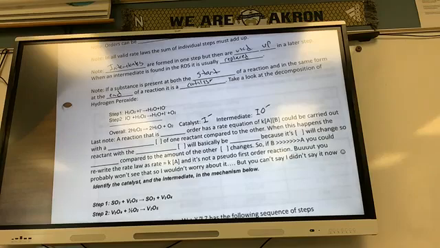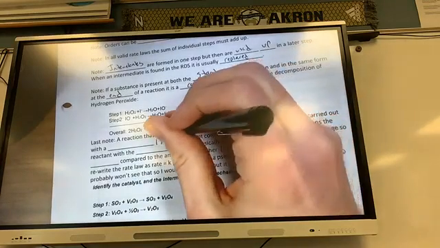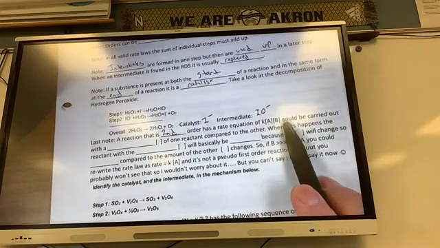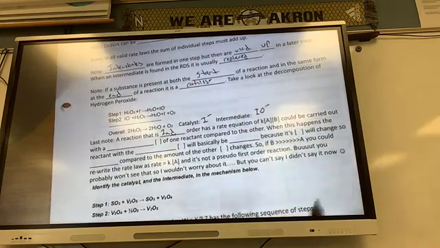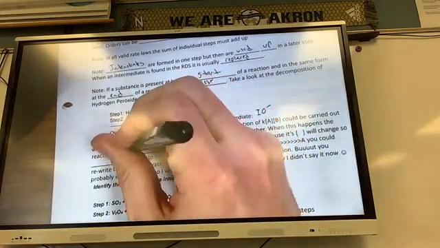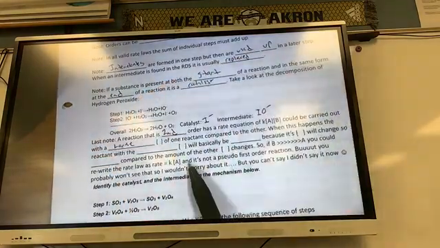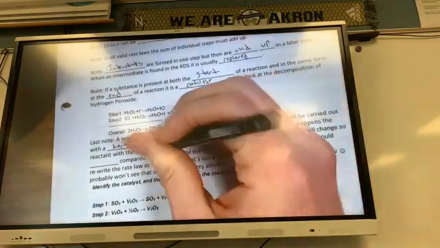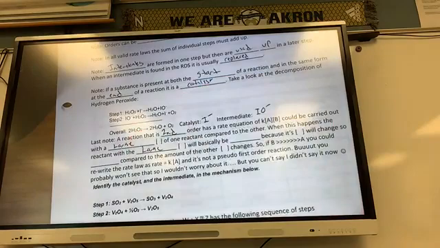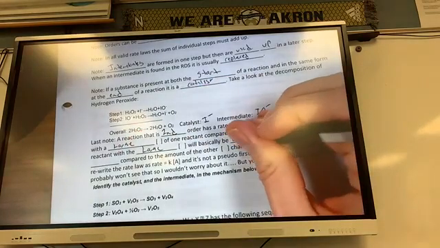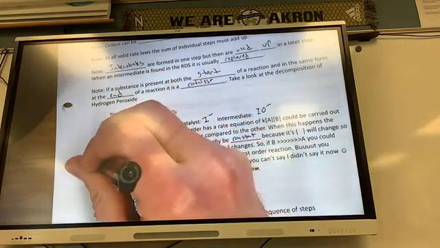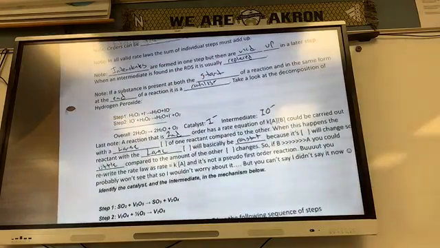Last note. A reaction that is second order has a rate equation of k[A][B], because what's 1 plus 1? Yeah. It could be carried out with a large concentration of one reactant compared to the other. When this happens, the reactant with the large concentration will basically be constant. Think about that. Why? Because its concentration will change so little compared to the amount the other concentration changes.